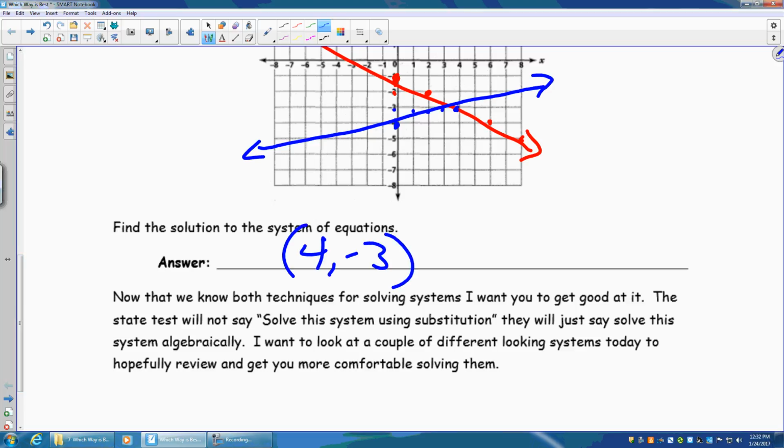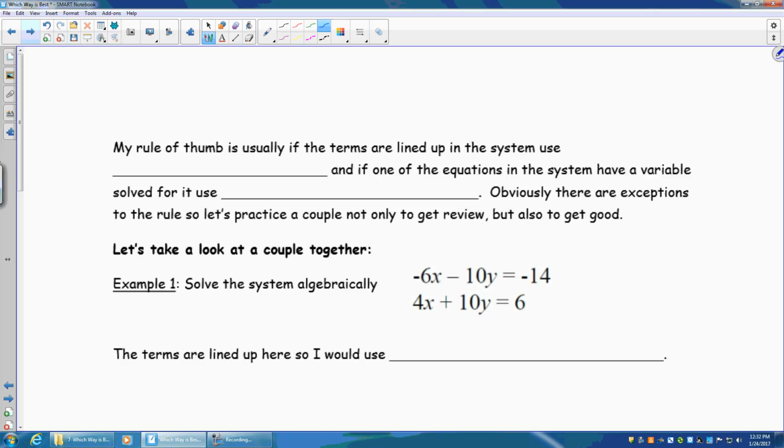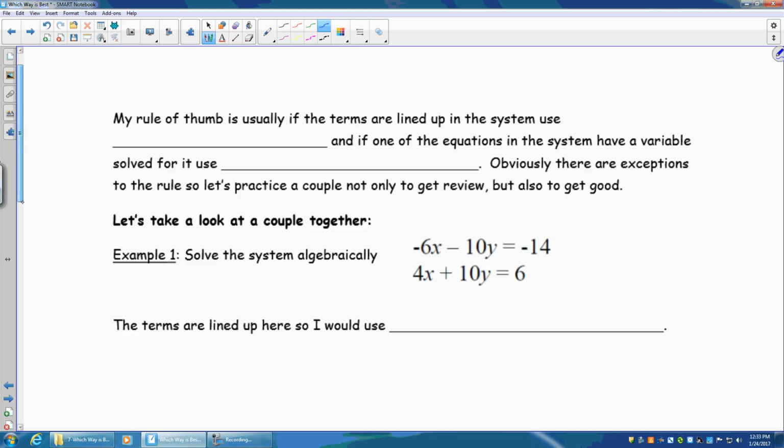So now that we know both techniques, I want you to get good at it. The state test, like I said before, will not say solve this system using substitution. They will just say solve this system algebraically. I want you guys to look at a couple of different looking systems today to hopefully review and get yourself a little bit more comfortable solving them. So on the next page, I start to say when I use which one here. I say my rule of thumb is usually if the terms are lined up in the system, use, what I mean by lined up is this one right here.